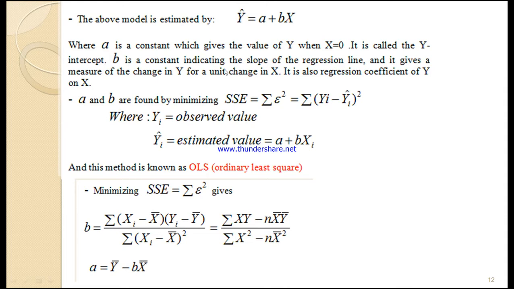On the other hand, in order to calculate the value of b, we use this formula. b equals the sum of x times y minus n times x bar times y bar, all over the sum of x square minus n times x bar square. Let us deal with how a, b, and the estimated value of the dependent variable are calculated by using one example.